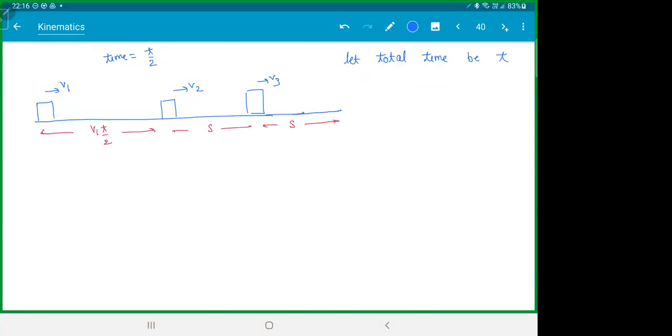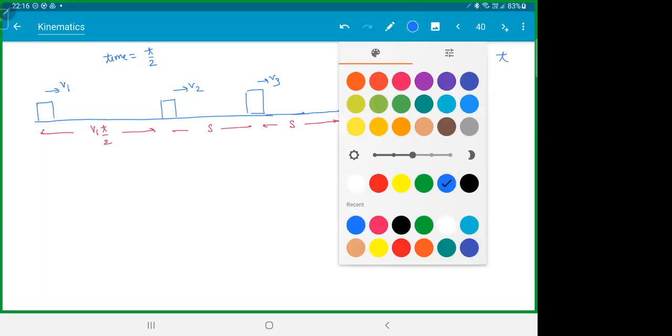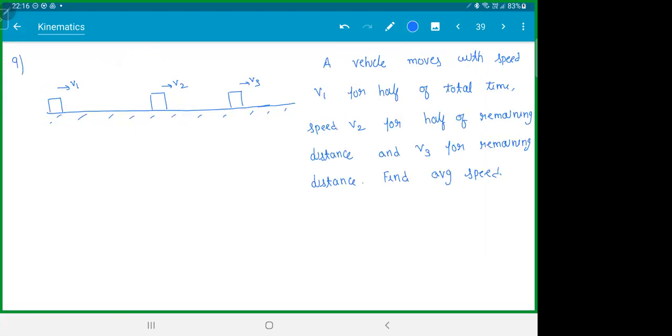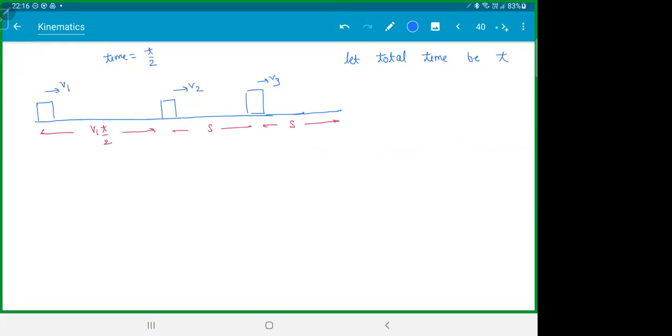Because the second part of the question is you're traveling in remaining equal distances, half of distance with v2 and v3. Half of the remaining with v2, half of the remaining with v3. So what is the time here? So this thing will be s is equal to v2, let's say some time, I'll just call it t2. And this would be s is equal to v3 and time t3. Time may not be same.